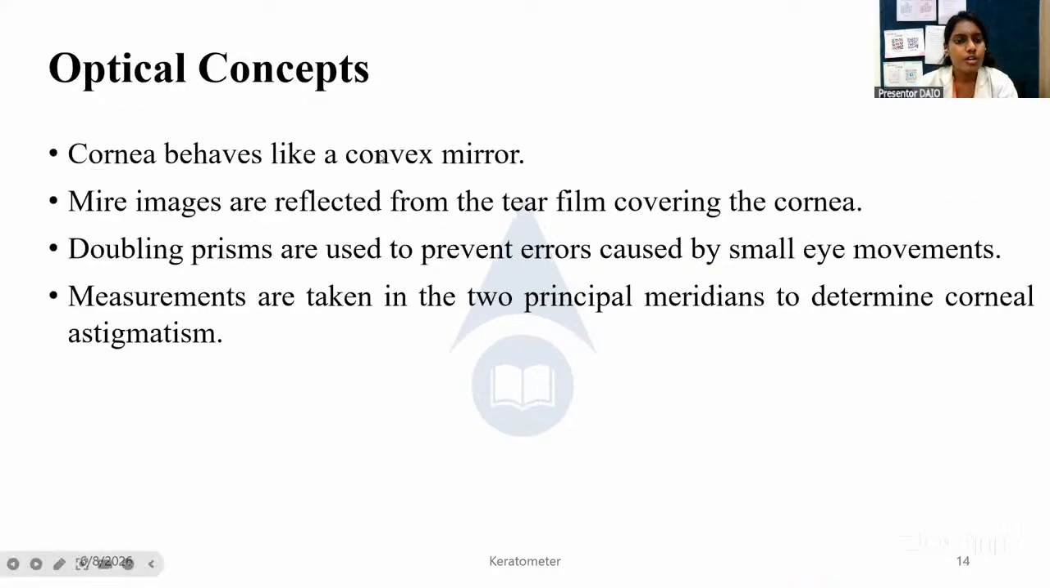Optical components. Cornea behaves like a convex mirror. Mires images are reflected from the tear film covering the cornea. Doubling prisms are used to prevent the error caused by small eye movements. Measurements are taken in the two principal meridians, horizontal and vertical, to determine the astigmatism.